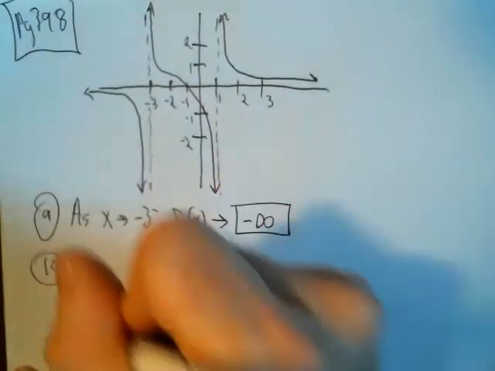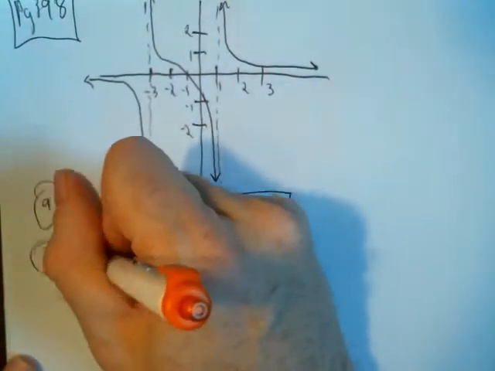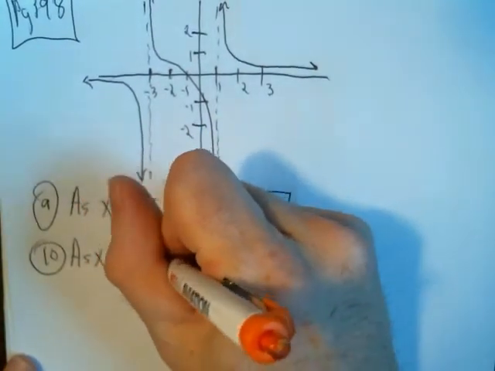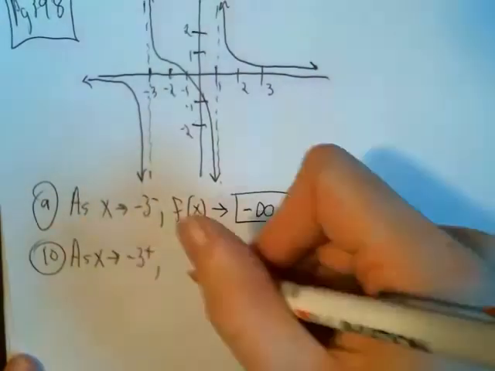Okay, number 10. As x goes to -3 from the right, f of x goes where?